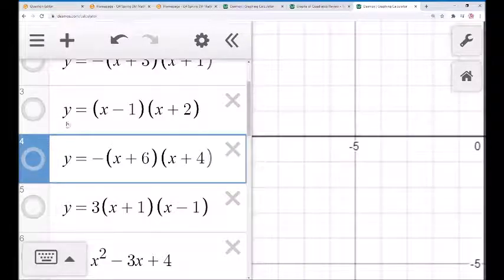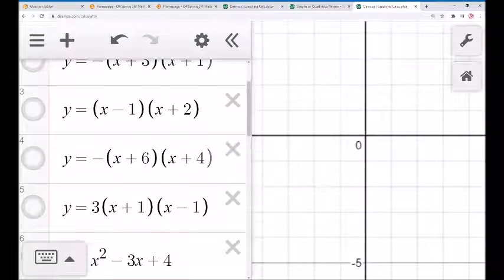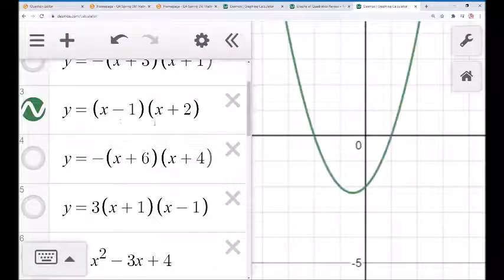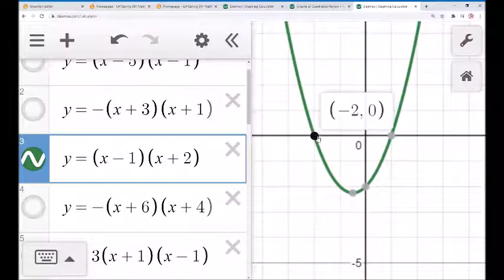And lastly, if we look at this one, answer the question, and always pause this if you need to. Is it going to go up or down? And what are the signs going to be? 3, 2, 1. Well, it's going to be up since there's no negative in front. Then switch the signs, so positive 1, negative 2.